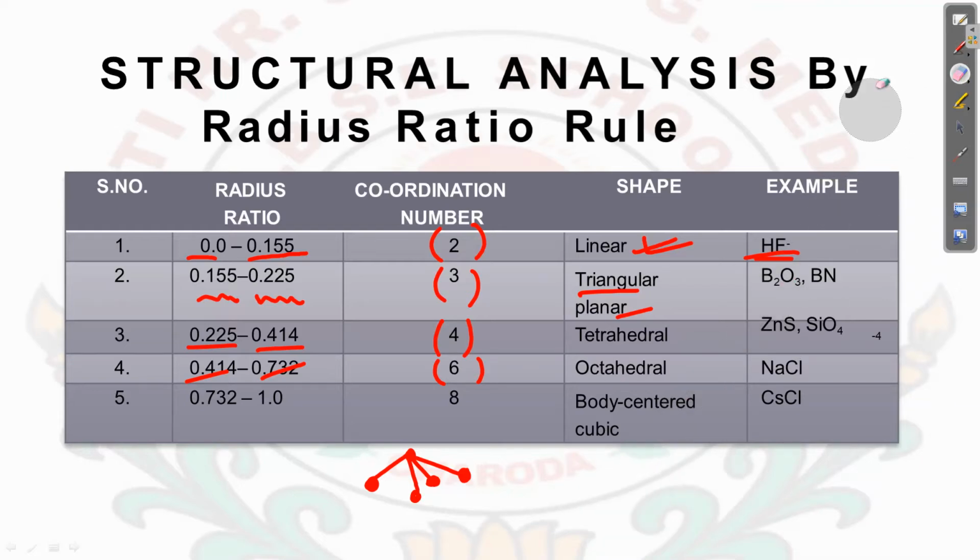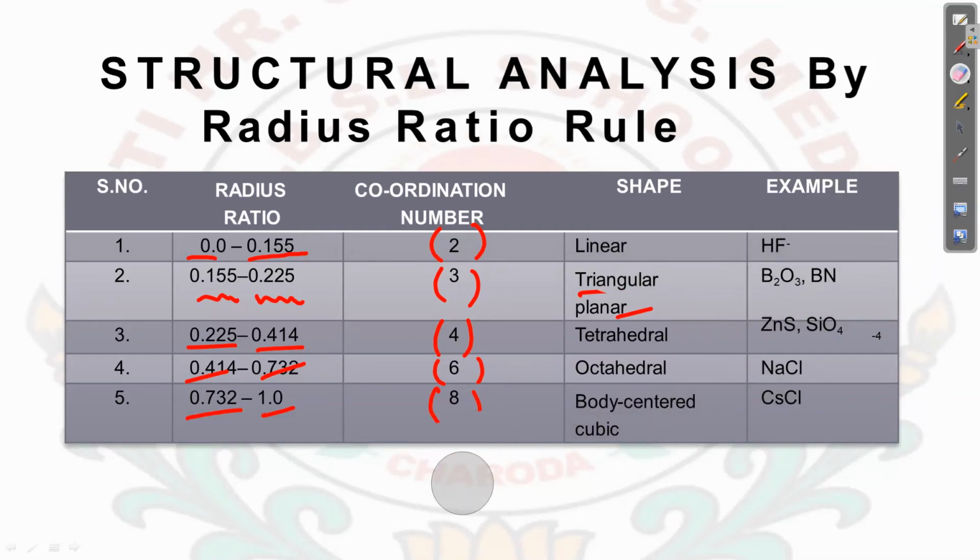Next, 0.732 to 1.0. It is the coordination number 8, which is the body centered cubic unit cell. One example you have seen before, CsCl. Octahedral shape is for NaCl. The tetrahedral shape can be seen in ZnS and silicates, and the triangular shape can be seen in borax and boron nitrate.